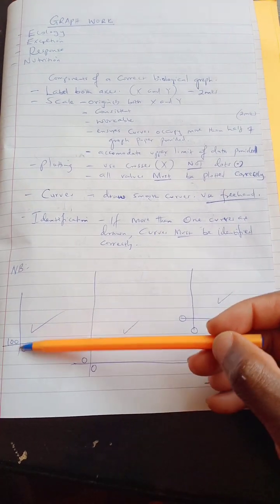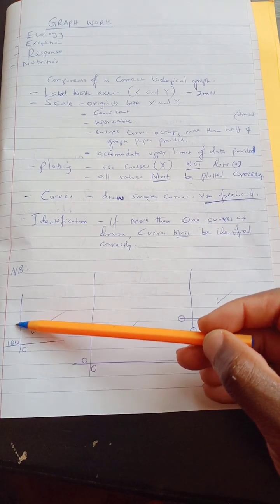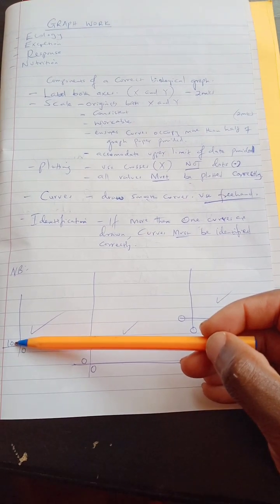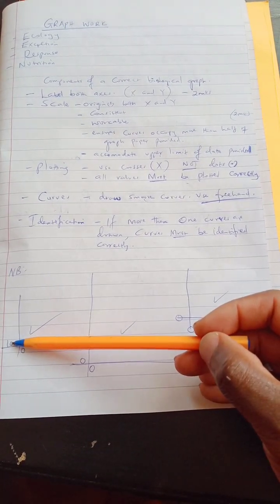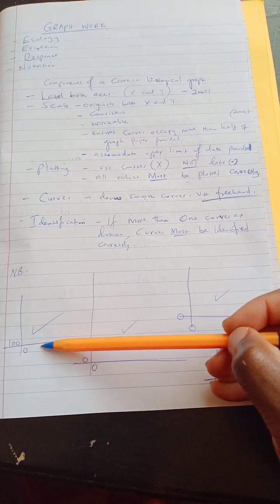You extend this side and this side. So the value that you put here is the origin for x. The value that you put here is the origin for y. So if maybe the lowest value for y is 100, then you don't have to start from 0. Use 100 as your origin. You put it like that: 100 origin for y, 0 origin for x.